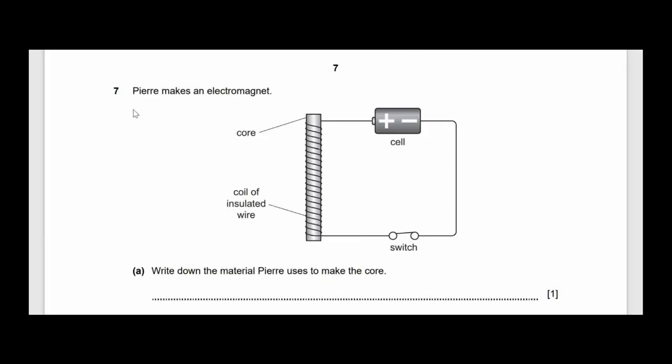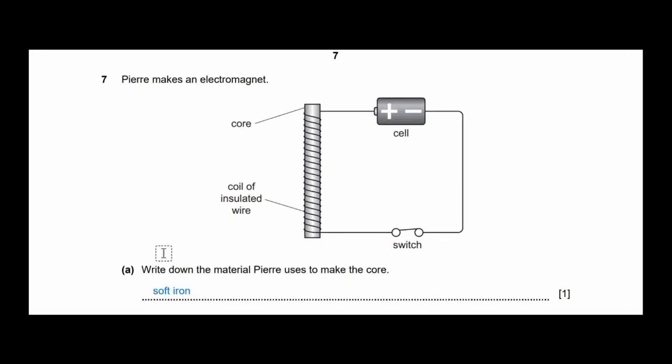Now we are in number 7. Pierre makes an electromagnet of coil of insulated wire, cells, and switch. Write down the material Pierre uses to make the core. 10 seconds. Alright, let's open up the answer. It's soft iron.